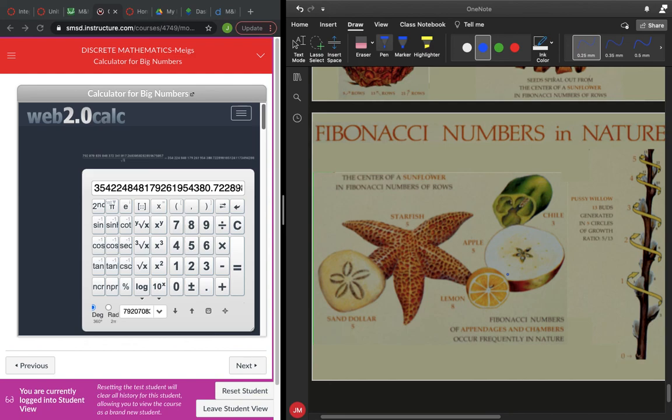Alright guys, so that is it for right now on the Fibonacci numbers. And in the next section we'll talk a little bit more about what's called the golden ratio. Until then, have a good rest of your day.